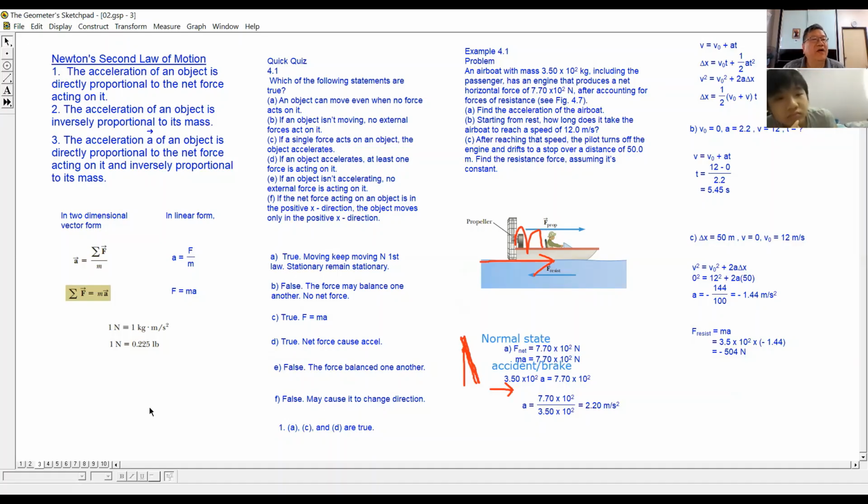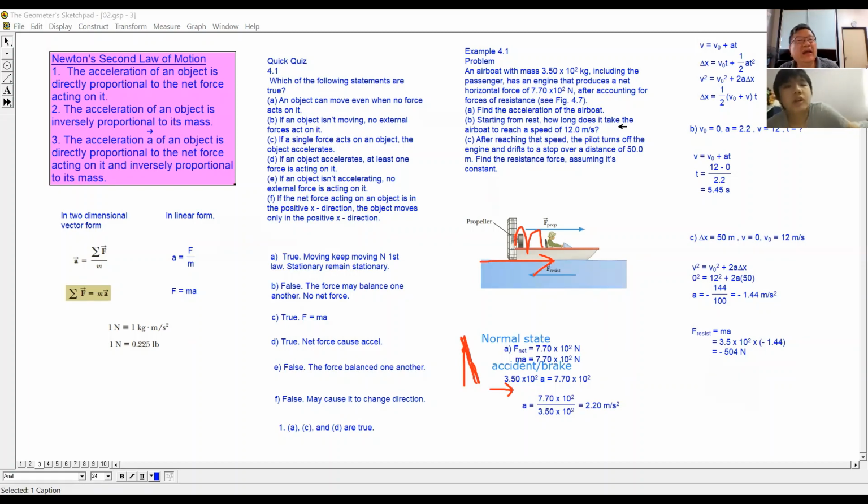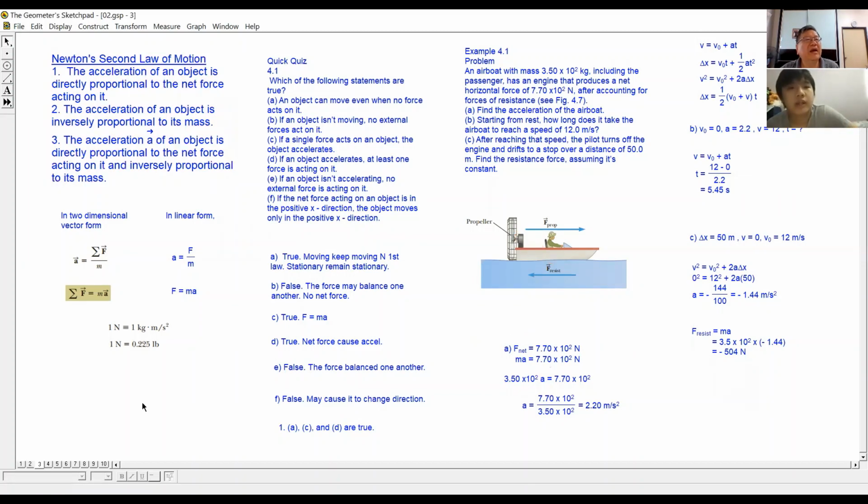What is Newton's second law of motion? Let's read and see. The acceleration of an object is directly proportional to the net force acting on it. The acceleration of an object is inversely proportional to its mass. The acceleration of an object is directly proportional to the net force acting on it and inversely proportional to its mass.